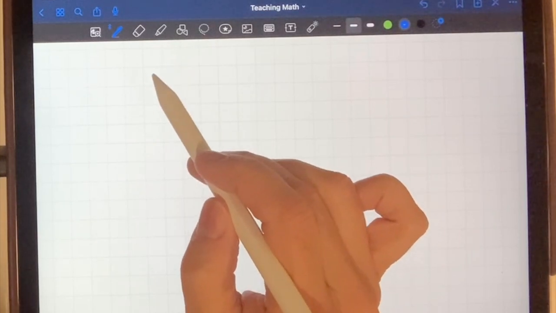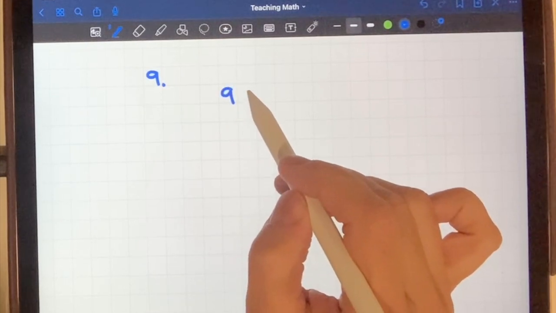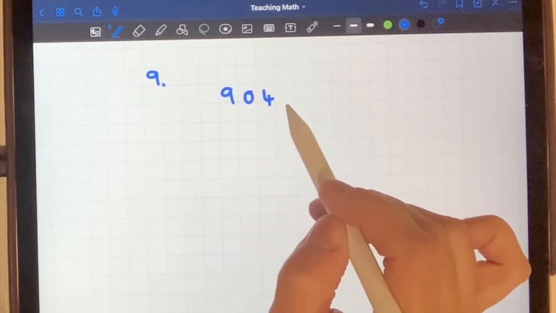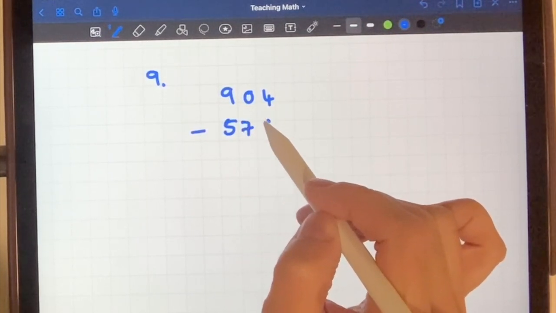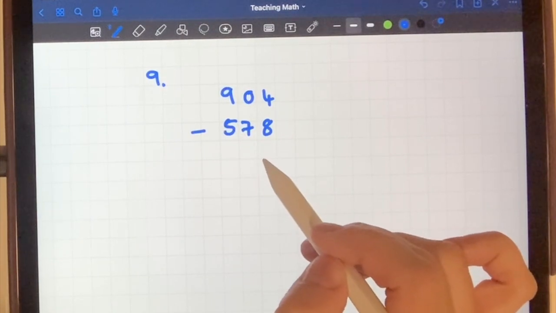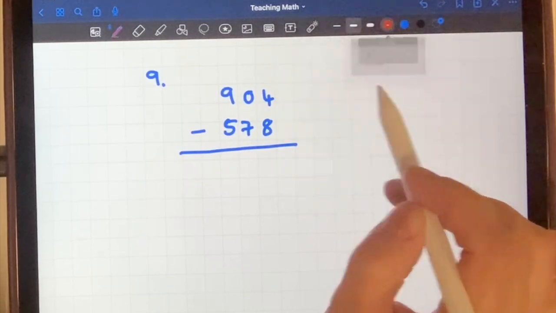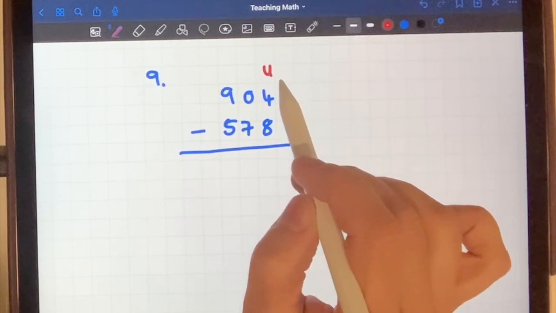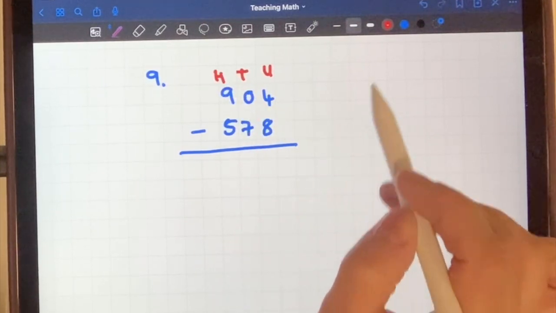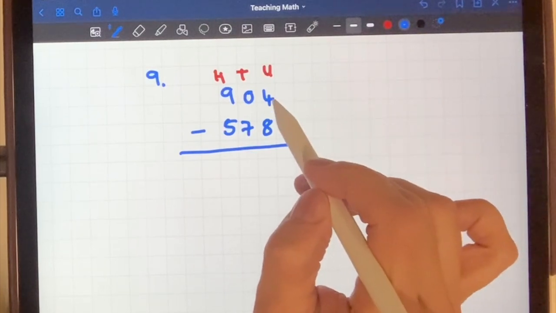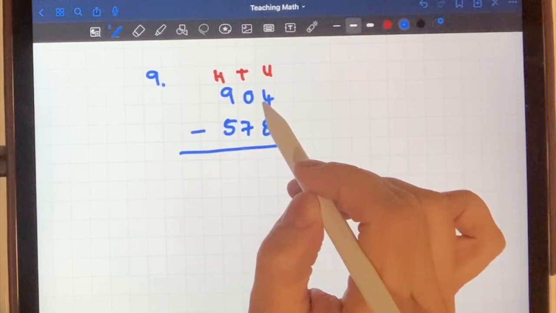Example number, I think we're on example number 9. So we've got 904 minus 578. So I'm going to put in my little place value columns, units, tens, and hundreds. Okay. So 4 minus 8 in my units column, I'm going to have to borrow.